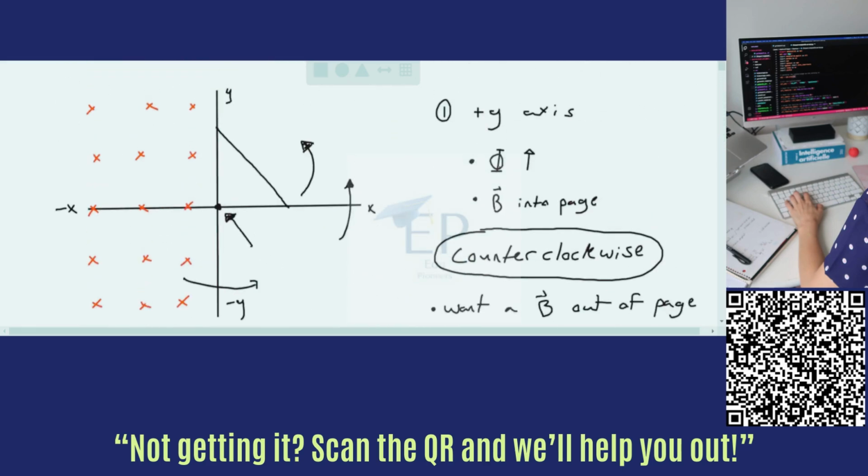All right, so there you have it. We determined the direction of all our induced currents as our triangular loop here crosses each of the axes in this diagram.